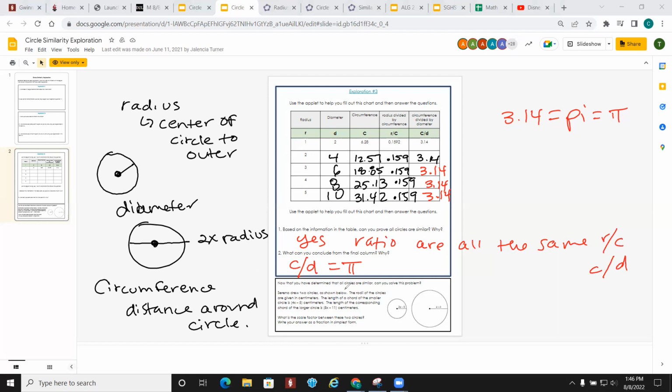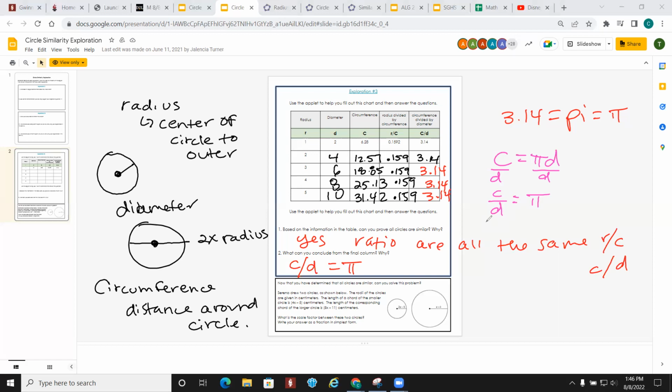He just asked this question about the circumference formula. The circumference formula is pi times diameter, right? If I wanted to solve for pi, guess what I would do? Divide by diameter. So C divided by D equals pi.